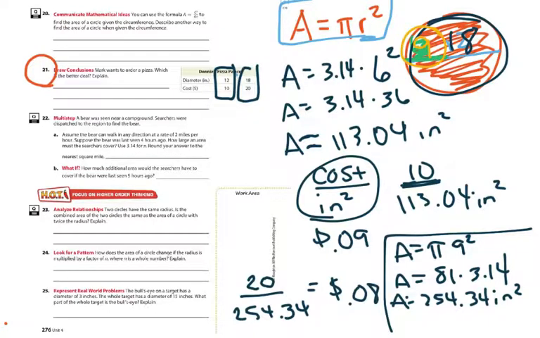So the second one, the 18-inch diameter pizza, is a better value for your money. See how real-life math can be applied? You just saved yourself a penny per inch on your pizza.